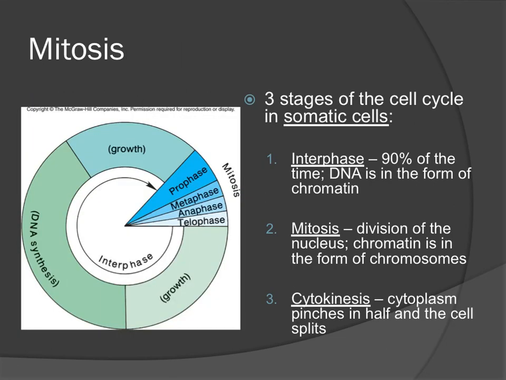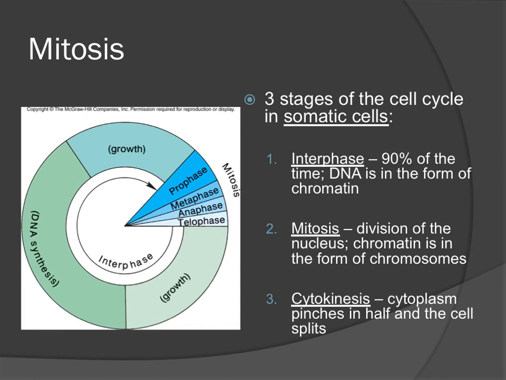So here are the 3 stages of the mitosis cell cycle in somatic cells. Now we have interphase. Notice here, interphase is DNA in the form of chromatin. So interphase is simply, and you can see here in the circle in the drawing, in the center, we go all the way through our growth, our DNA synthesis, growth again, and then we get to mitosis.